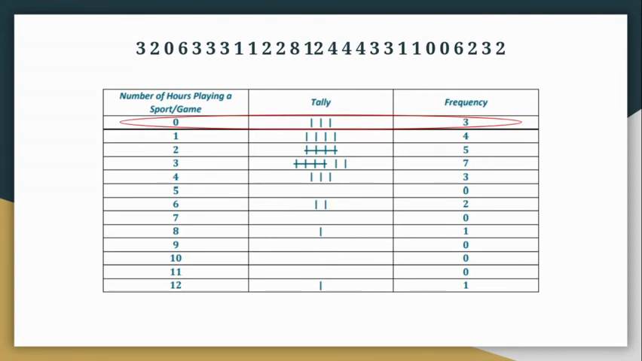For example, 3 students said they spent 0 hours playing a sport or game. We make 3 tally marks and record the frequency of 0 hours as 3. Copy down the rest of this frequency table in your notes. As you work on your problem set, focus on accurately representing all data in your dot plots and frequency tables.